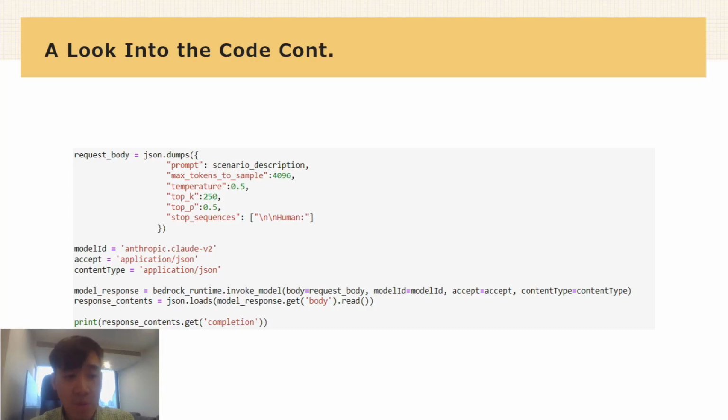We can see then that we are declaring the model ID as Anthropic Claude v2. We're declaring the accept and content type as application/JSON. And we're then invoking the model using Bedrock runtime and getting the response by loading it via JSON and reading it, and printing it out so we can see how it looks before we then execute it.